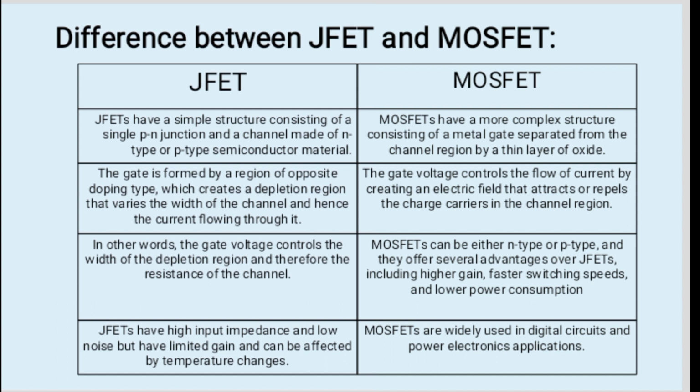JFETs have high input impedance and low noise but have limited gain and can be affected by temperature changes, while MOSFETs are widely used in digital circuits and power electronics applications. In summary, JFETs are simpler and have higher input impedance, while MOSFETs are more complex but offer higher gain and faster switching speeds. The choice between the two depends on the specific application requirements.